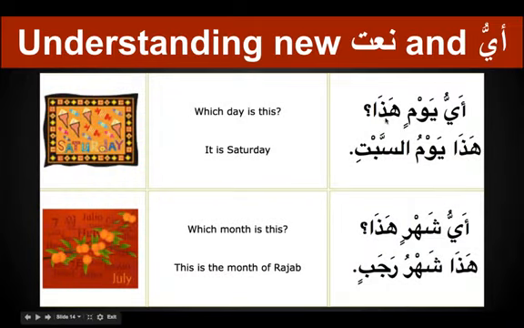Ayyu yawmin hada, which day? So ayyu always translates together. Which day? We don't say which is day. Hada is this. Hada yawmus sabt. This is a day, a sixth day actually, but it is Saturday. We say yawmus sabt. Ayyu shahrin hada, which month is this? Hada shahru rajabin. Hada mubtada, shahru khabar, and it is mudaf. Rajab is mudaf ilayhi. This is the month of Rajab.